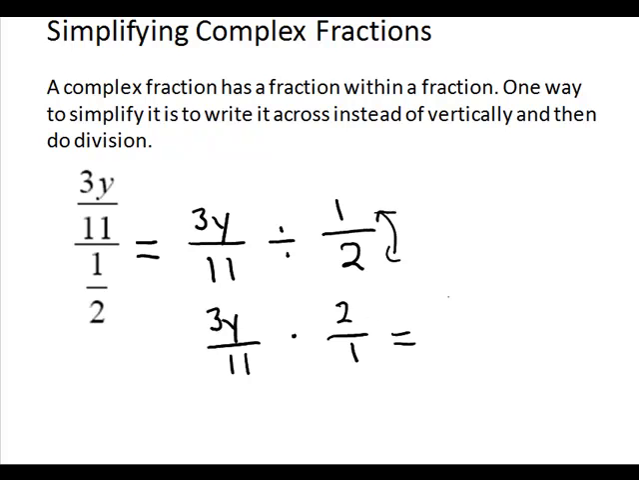3y times 2 will give us 6y. And multiply denominators. 11 times 1 gives us 11. 6 and 11 have nothing in common, so there is nothing else we can do.